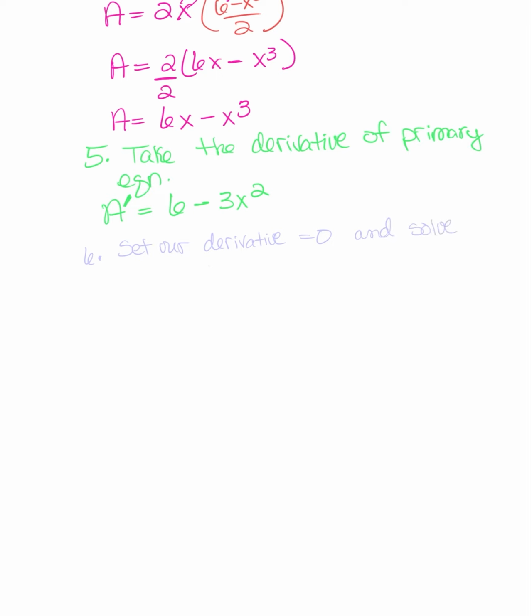So we're going to find out what makes this solve for x. Okay, so now we have A prime equals 0 when 6 minus 3x squared equals 0. We're going to bring that 3x squared over. We have 6, then we're going to have 6 divided by 3 equals x squared. That is going to leave us with x equals square root of 2. So we have plus and minus the square root of 2.